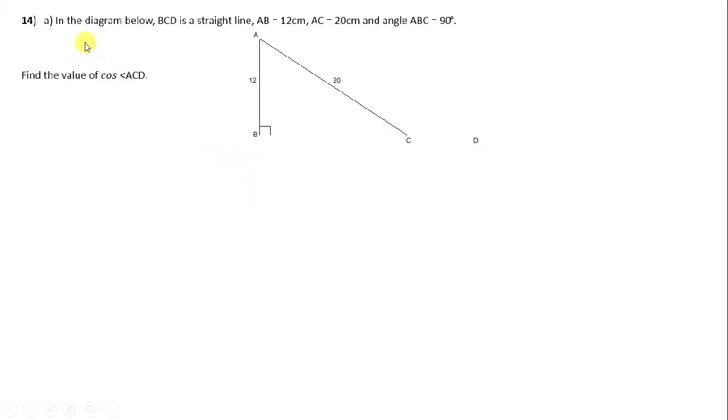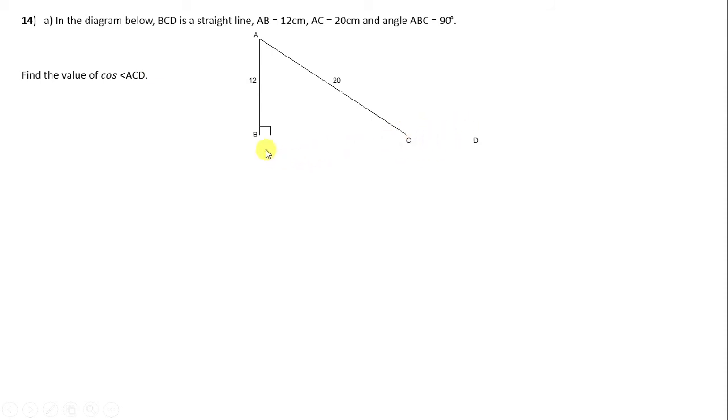Question 14 is saying in the diagram below, BCD is a straight line, AB is equal to 12 centimeters, AC is equal to 20 centimeters, and angle ABC is equal to 90 degrees. Find the value of cos ACD. So we are looking for that one.